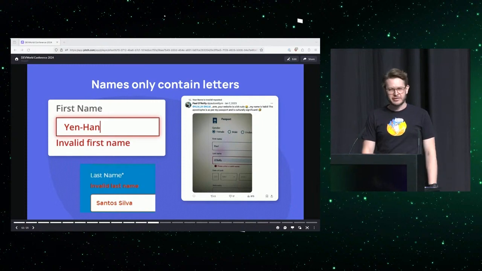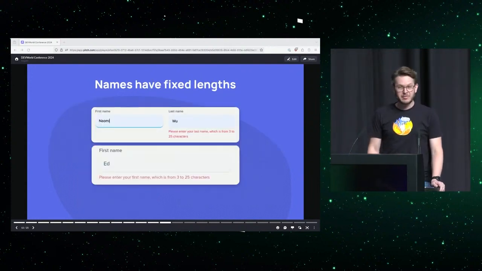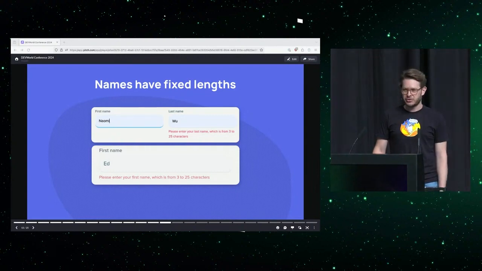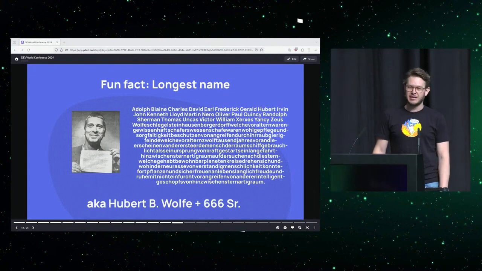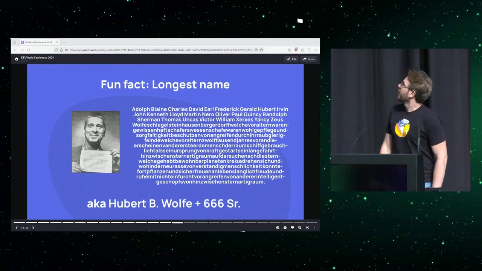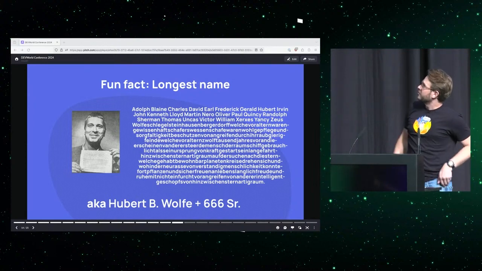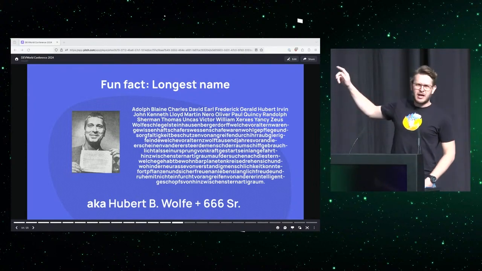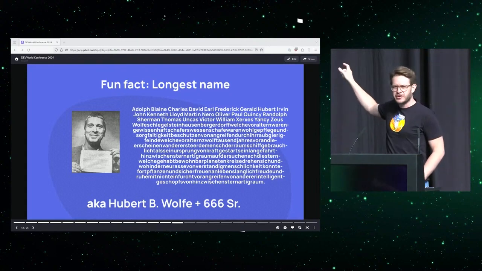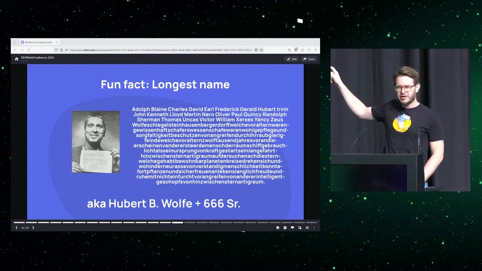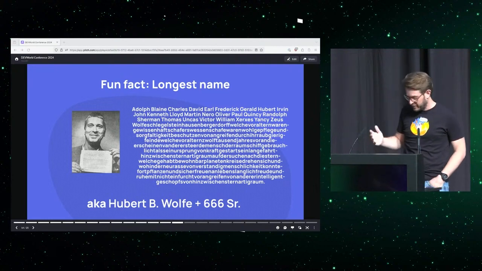Your name can only contain letters. There are people in the world that don't only have names in letters, and you can see this is from KLM in 2023. It's not that long ago, and they just wouldn't accept his name as something that was valid. Names have fixed lengths. A name can't be more than 2 characters. A name can't be more than 25 characters. Here's a fun fact. This is the man that has the world's longest name. It's all that there, or written as Alfred Wolf plus 666 Senior. That 666 makes me think that perhaps his parents were trying to play a trick on society, but that's what we got.